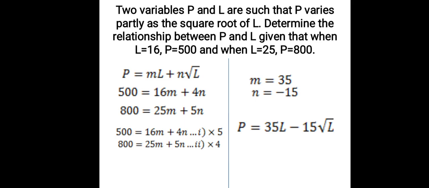Two variables P and L are such that P varies partly as the square root of L. Determine the relationship between P and L, given that when L is equal to 16, P is equal to 500, and when L is equal to 25, P is equal to 800. The relationship is P is equal to 35L minus 15 multiplied by the square root of L.